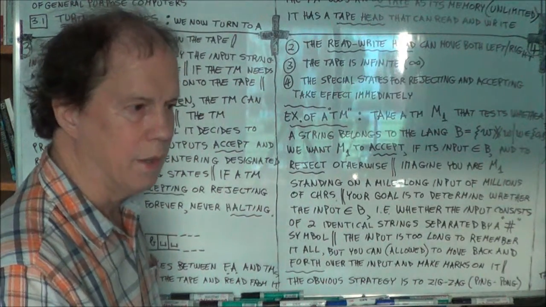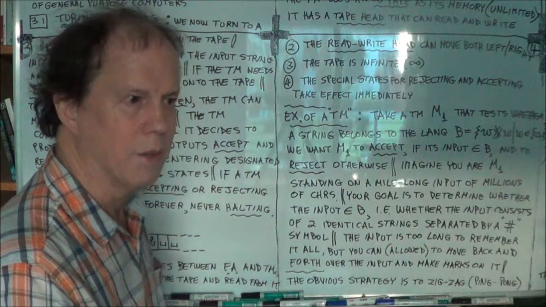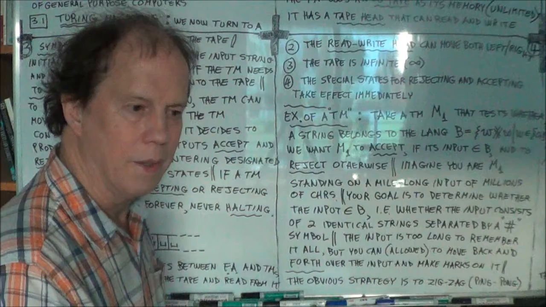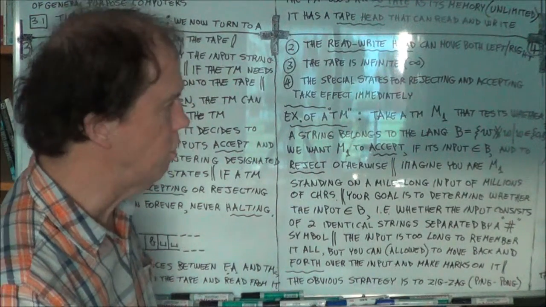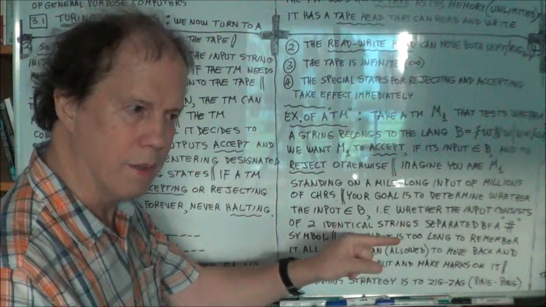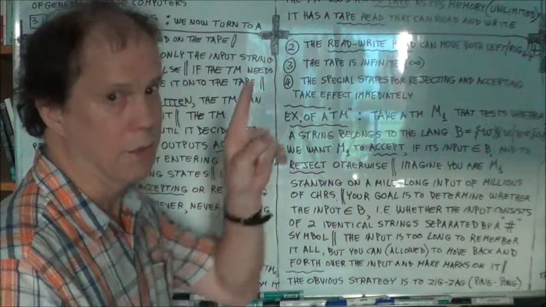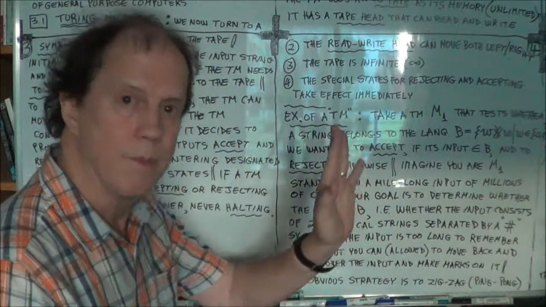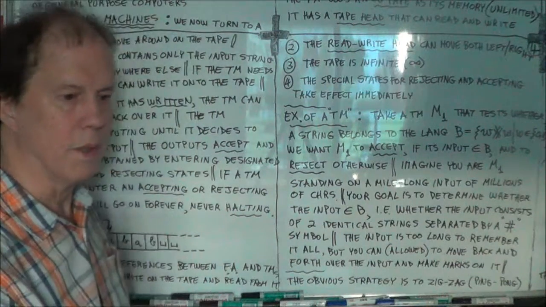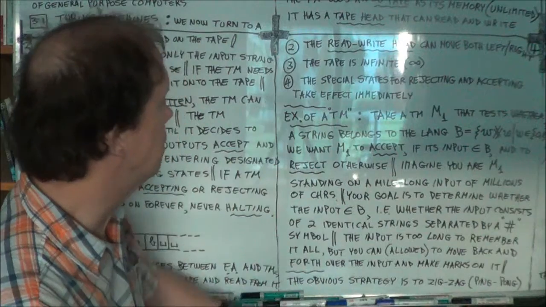The non-deterministic PDA, for example, could go into an accept state and then continue processing. Whereas a Turing machine, the moment it goes into either the accept state, and there's only one of them, or the reject state, and there's only one of them, it stops functioning. That's it. It's done its job. It's either accepted or rejected, and that's it. It stops. That's this one.